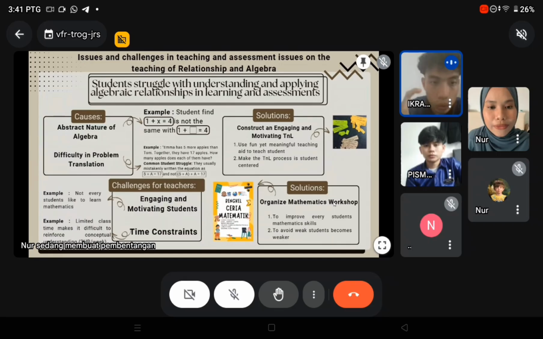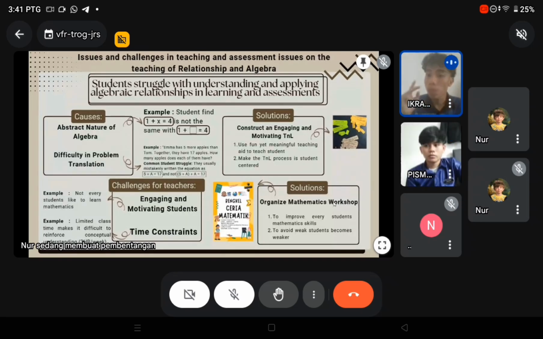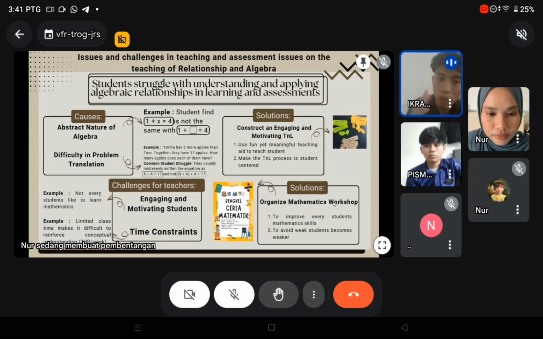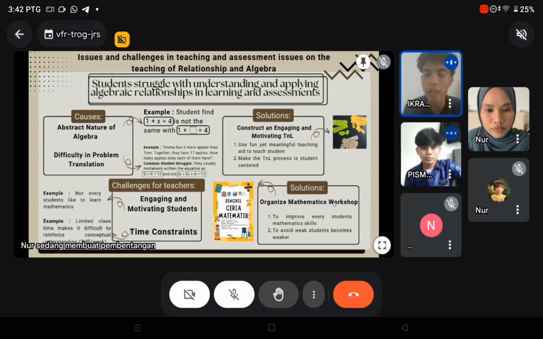So what are the challenges for teachers with this issue? First, engaging and motivating students. Because in our school, especially in Malaysia, not every student likes to learn mathematics. So as a teacher, we have to accept this fate and keep trying to teach them. We can look at the solutions, but we focus on challenges first. Second challenge, time constraints. The time set for the mathematics subject in our curriculum is only 3 hours per week. So the limited class time makes it difficult to reinforce conceptual understanding. Simply said, limited time, then limited knowledge. So these are the challenges for teachers.